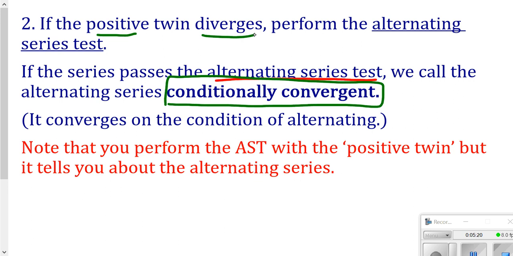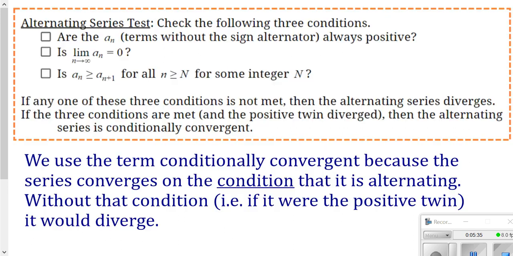Okay. So notice that you perform the alternating series test with the positive twin, but it's telling you about the alternating series. So that's a little confusing, like test over here, test this thing, and it's telling you about this other thing. I think you can handle that. All right, so the alternating series test is the ultimate hand-wavy feeling test. Even after all these years, I just feel like this is not rigorous enough in math. I mean, it is, but it is going to feel like you're just writing stuff without really doing math, okay?